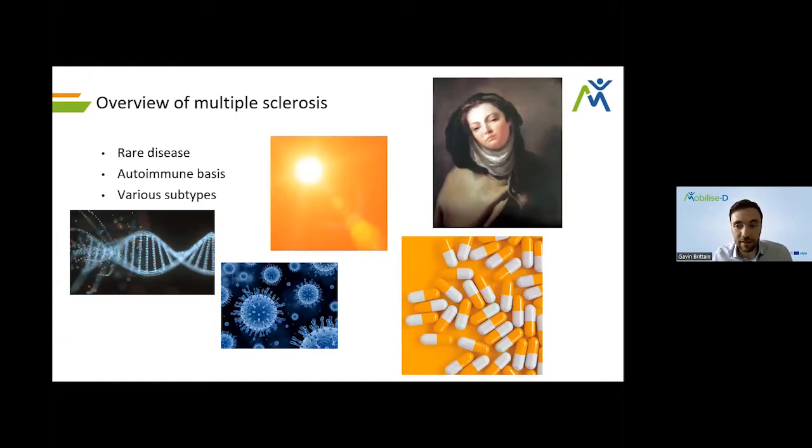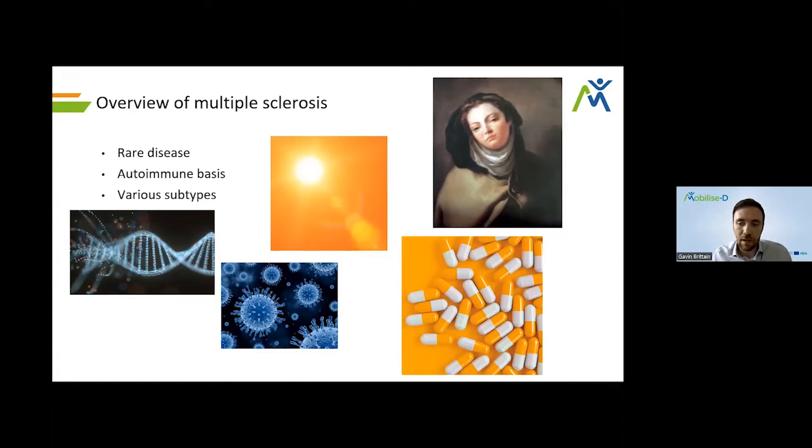MS is a rare disease. It's got a prevalence of 130,000 in the UK, which equates to around 1 in 500 patients, although the prevalence has increased over the last 20 years. MS is widely accepted, at least in part, to be of autoimmune origin, where a patient's own faulty immune cells attack their own nervous system, causing damage, or, as the name explains, multiple scars in the brain or spine.